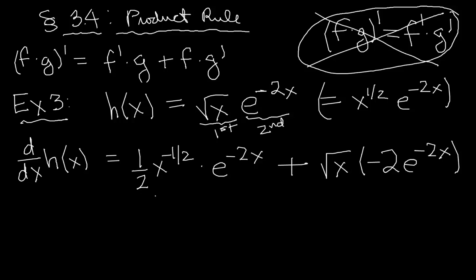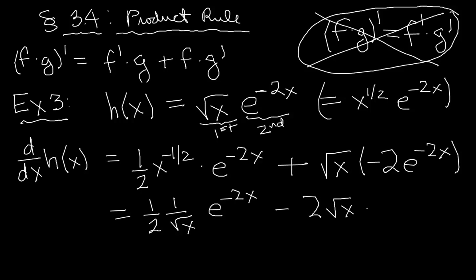And of course, if you simplify that, well, let's just write it out. We have 1 over 2, 1 over square root x, e to the minus 2x, minus 2 square root x, e to the minus 2x. And remember, the answer is not simplified if there's a square root in the denominator. And so we're just going to get rid of that really quickly.